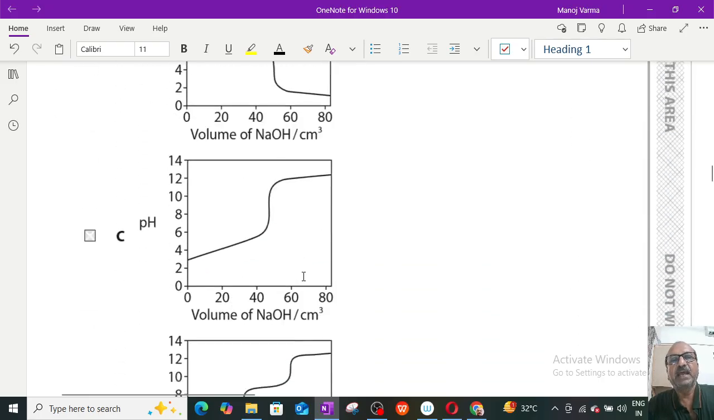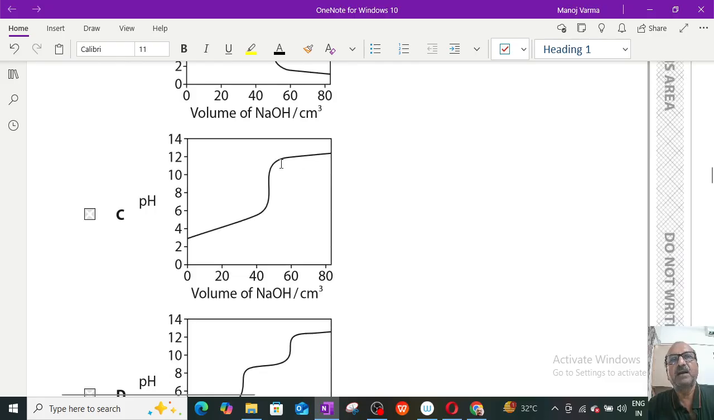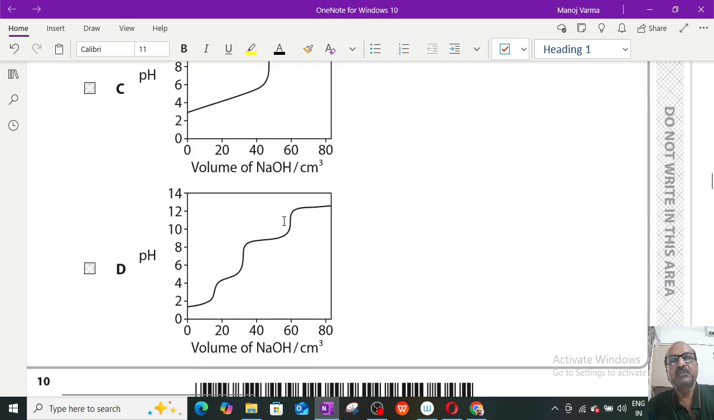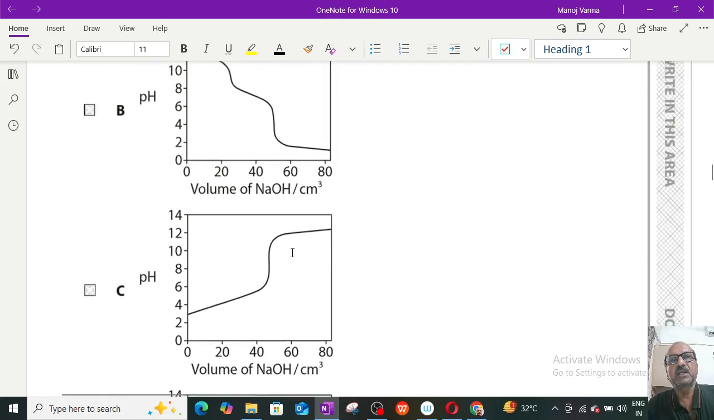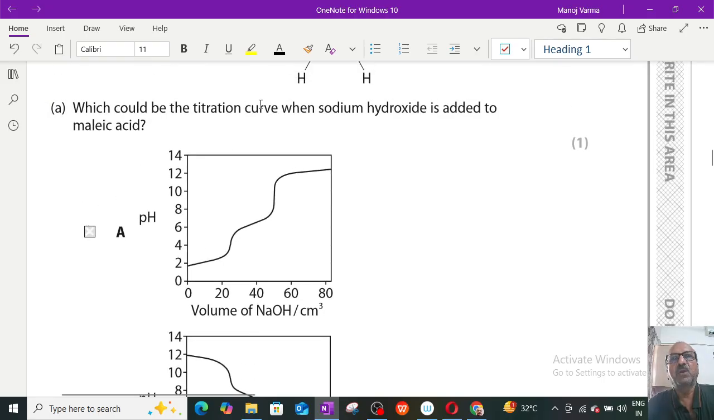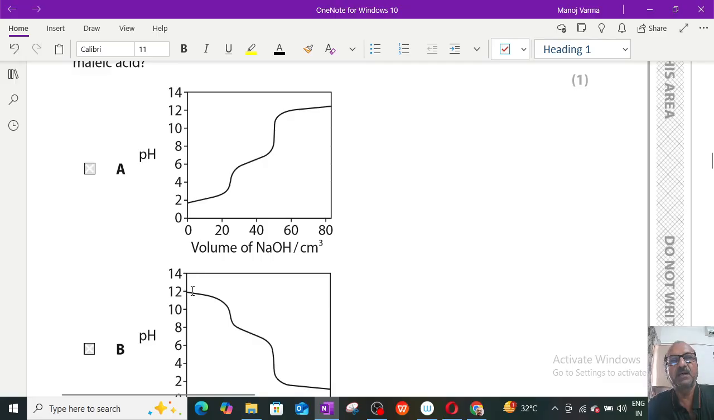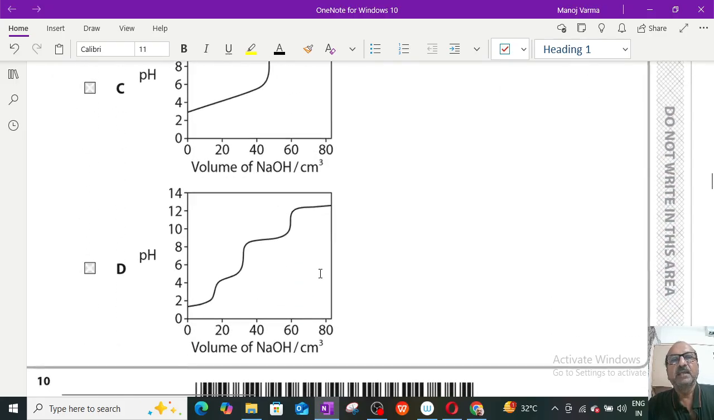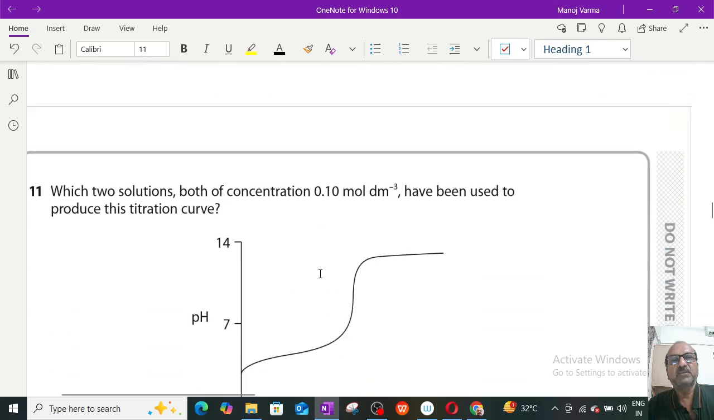If you look at this one, there is only one hump, one vertical part, so this is not the correct answer. This has three vertical parts, so this is also not a correct answer. So we look at two vertical parts, so either A or B. But because sodium hydroxide is added, the starting pH should be acidic, but here the starting pH is basic, so obviously A is the correct option. Okay, we go to the next question.